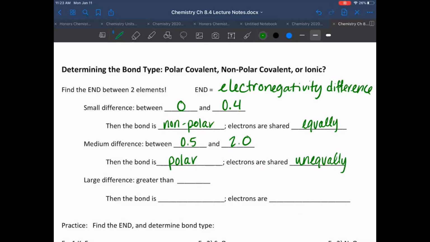And then if we have a huge difference, so greater than 2.0 difference in electronegativity, we're going to call these bonds ionic. And why these bonds are different, and we're not talking about them yet, is because they don't share electrons, but the electrons are actually transferred.